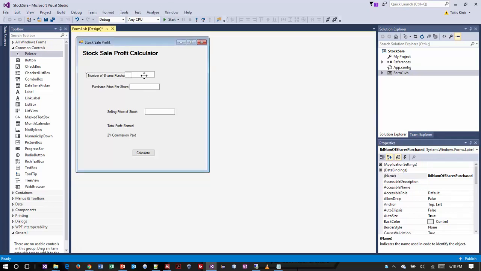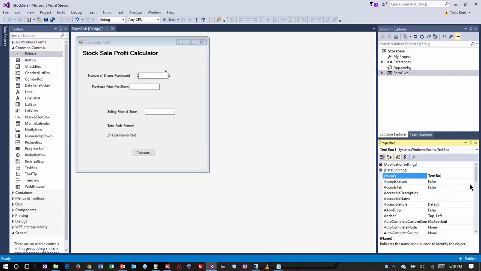So that's the label. But we also have a new text box, right? And that new text box is going to hold the number of shares purchased, but it's a text box. So let's just call that txt num of shares purchased.